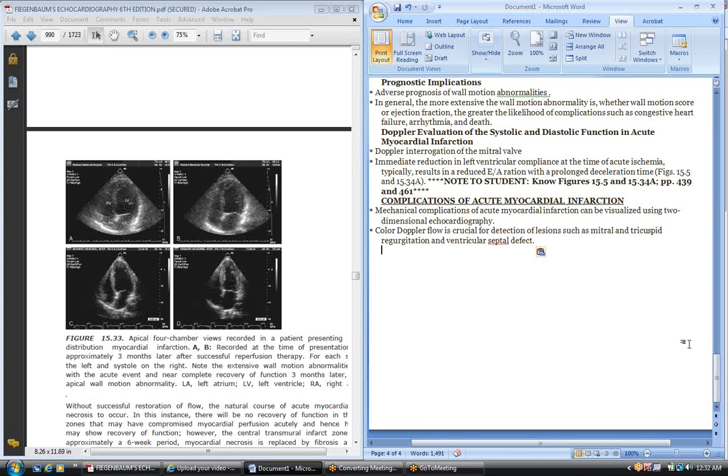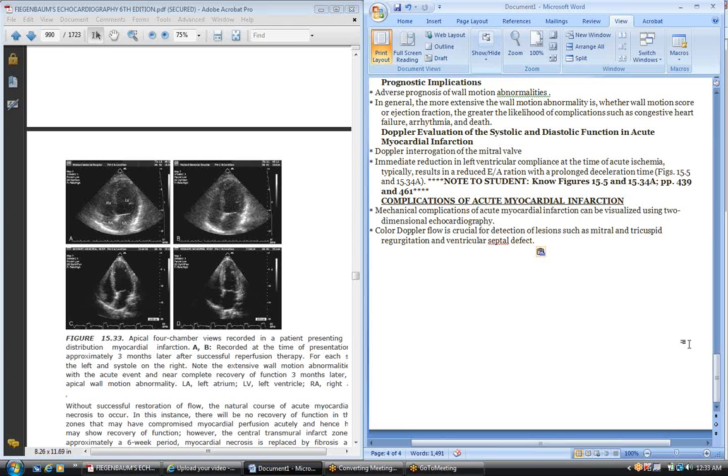Complications of acute myocardial infarction. Mechanical complications can be visualized using 2D. Color Doppler flow is crucial for detection of lesions such as mitral and tricuspid regurgitation and ventricular septal defect. You want to be sure that you don't have regurgitation in your main AV valves, your mitral and tricuspid, because of acute myocardial infarction. We didn't cover it in this chapter, but there's also papillary rupture, where it will actually rupture a papillary muscle shortly after an MI and let loose of the chordae, which gives you blowing MR. So those are some of the things that you want to be aware of also.